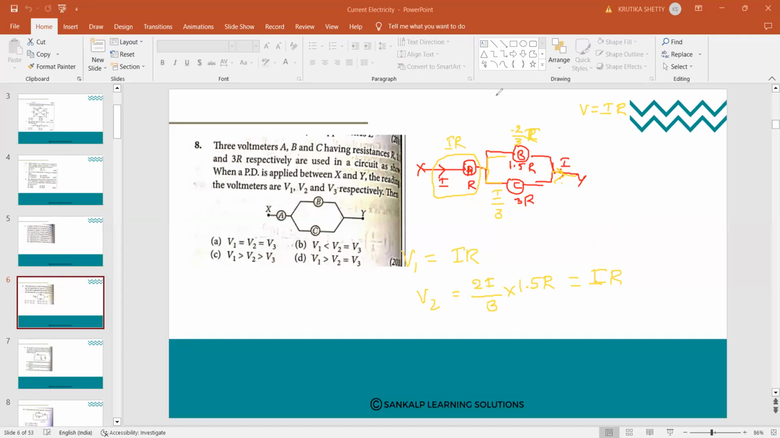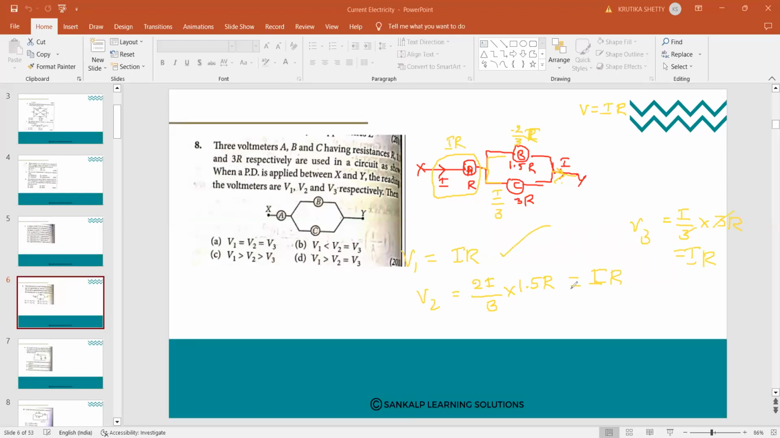Okay, so see here, if you simplify 2 by 3 into I into 1.5 into R, this is nothing but IR. Similarly, V3 is equal to current I into R. So what is the current? We said I by 3. Then into R, which is 3R, so the 3 will get cancelled. Therefore, this is also coming IR.